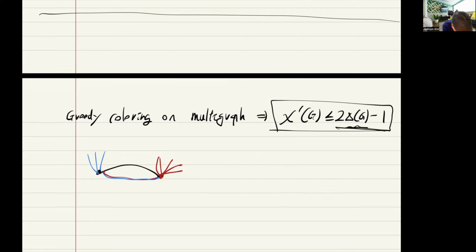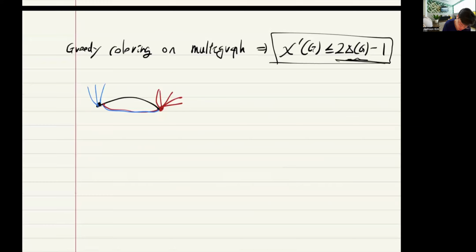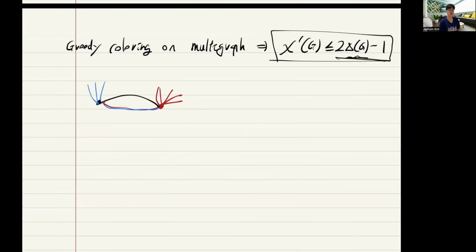So you have this. And if we further use Brooks' theorem, then as long as this line graph is not a complete graph or an odd cycle, we can improve this one more. Okay, but that's using some structural information about this graph to improve this upper bound, right?